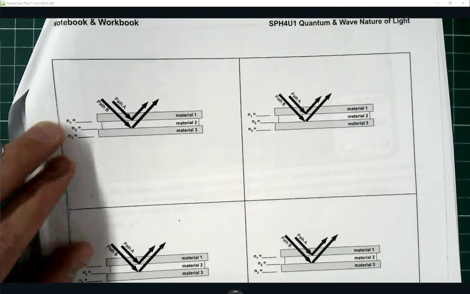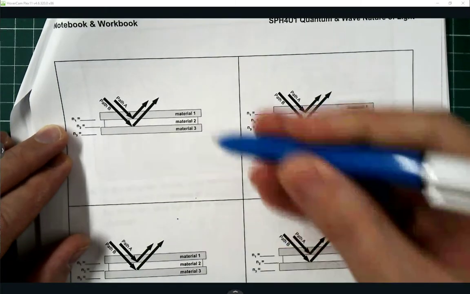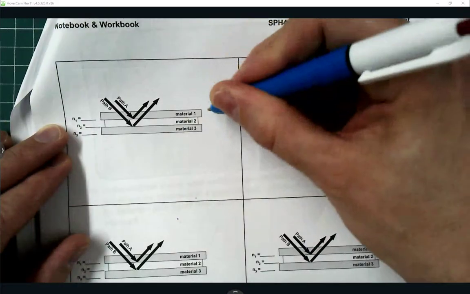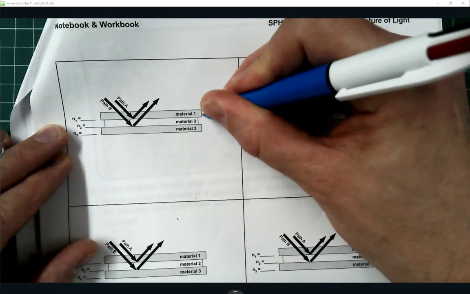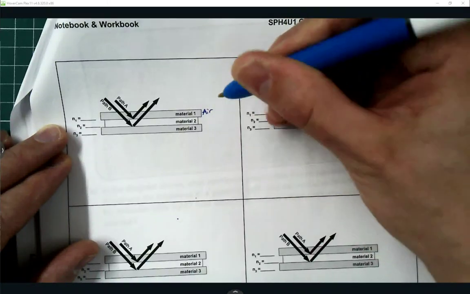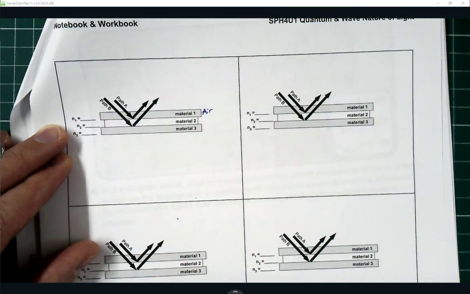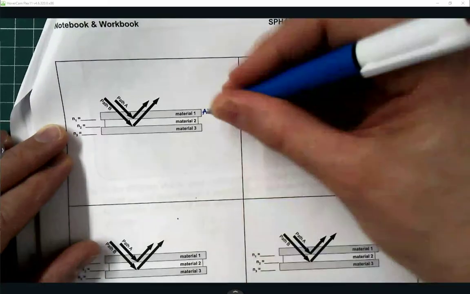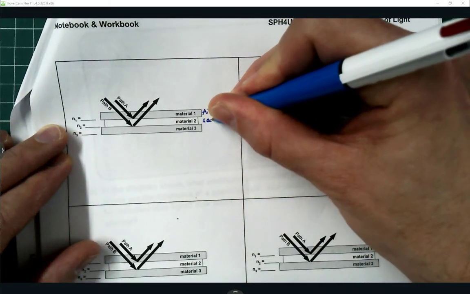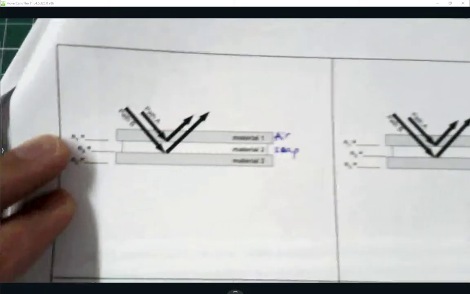Okay. I've got three materials, and I'm just calling them material one, material two, and material three. But if I wanted to be really specific, let's just say that the top material is air, and light's traveling from air. That seems reasonable. And it's hitting a film of soap. Maybe I'll zoom in on that to make that nice and big because I'm going to contain all my thinking within this box anyway.